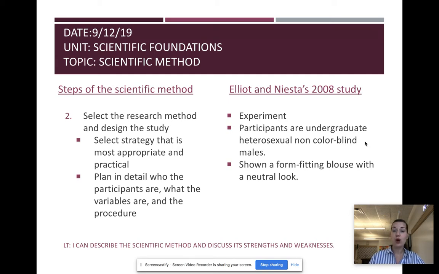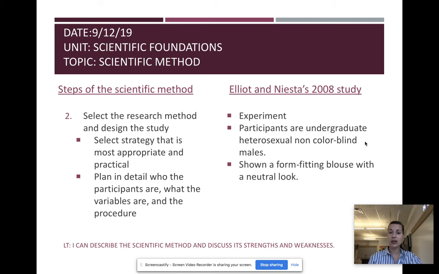If we choose the wrong research method, we're not going to get usable data or usable answers, right? And we need to plan in detail who's taking part in this study, what are the things that we need to control or ask for, what's the procedure going to be, what are the questions we need to ask. So this is really where we do that planning stage.